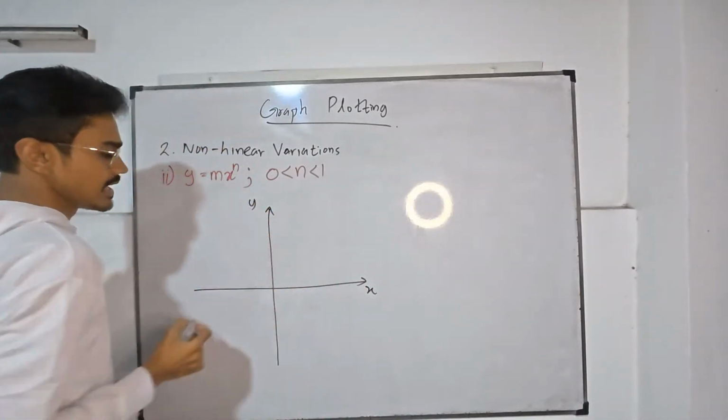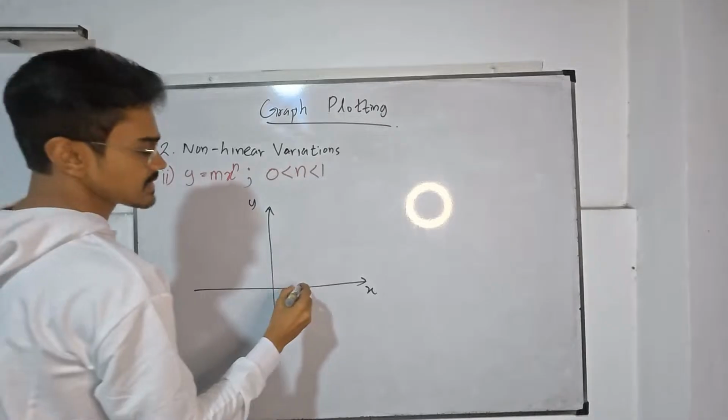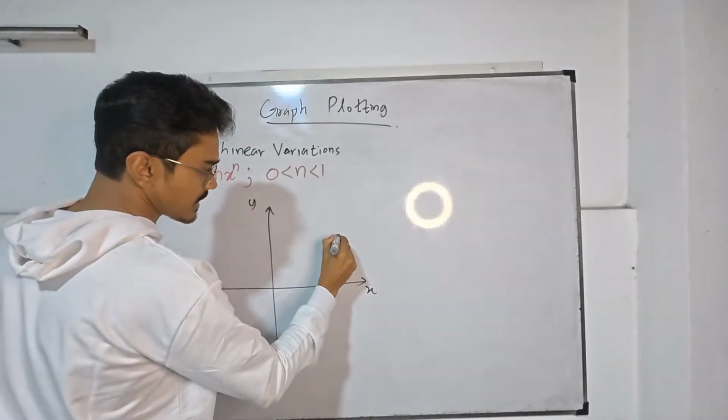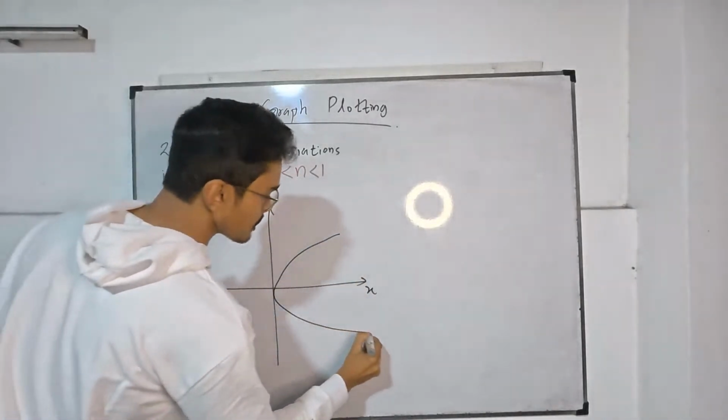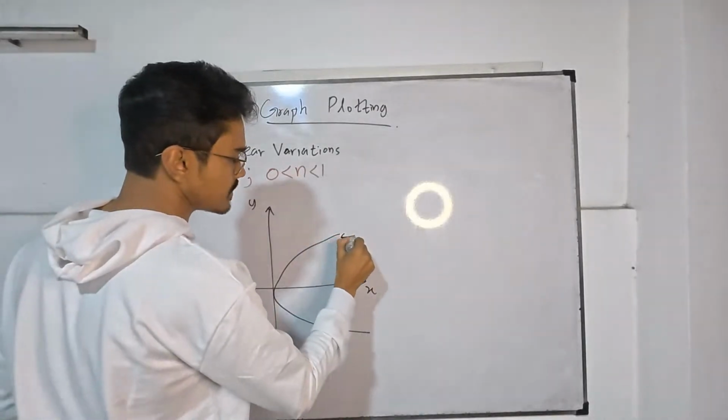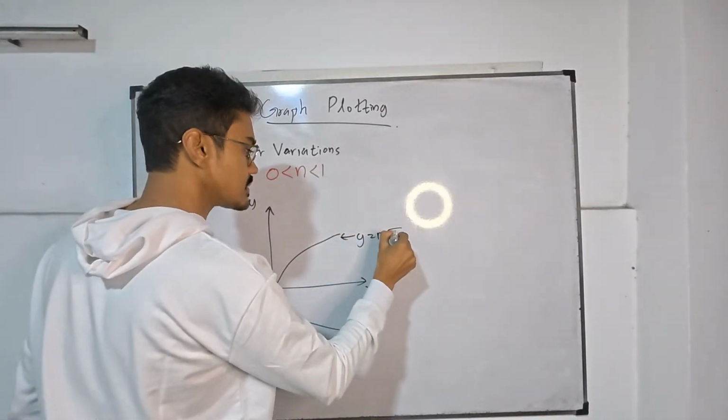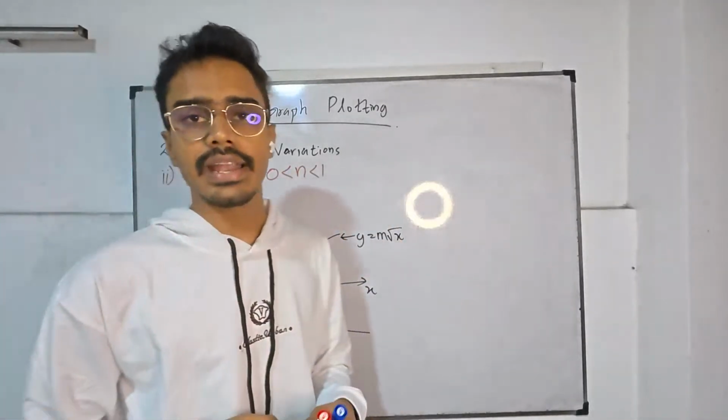So as the example curve, I'll be taking this. And if I plot y equals m root x, this is how it is going to be. This shape is y equals m root x. And simply, the idea is like this.